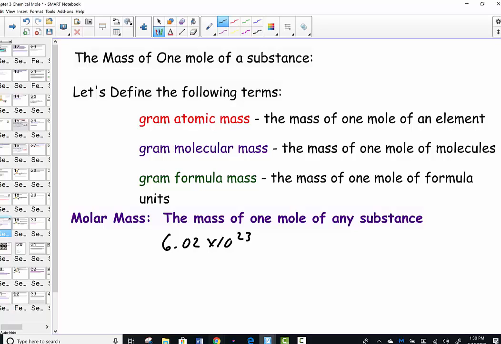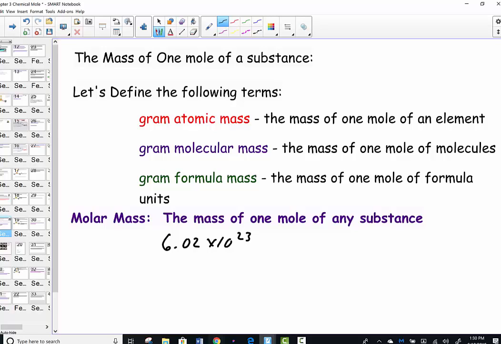I can count by weighing, and how much I weigh is found on the periodic table. That number, Avogadro's number, tells me how many atoms it takes to achieve the molecular weight on the table. So it's a derived number. It's not been counted. It's been derived based on the weights of the atoms. I'm going to introduce some vocabulary: gram atomic mass, gram molecular mass, gram formula mass. It just depends upon what it is that you're weighing.